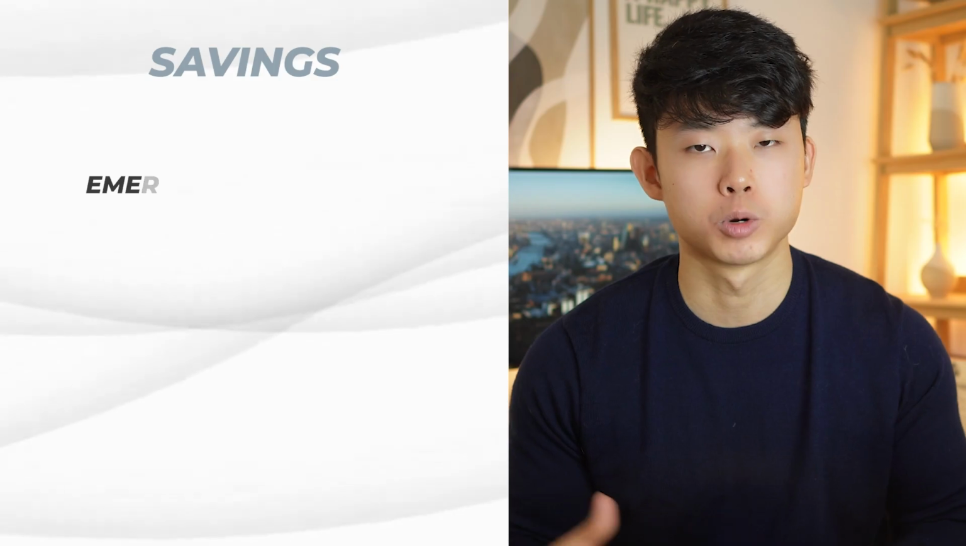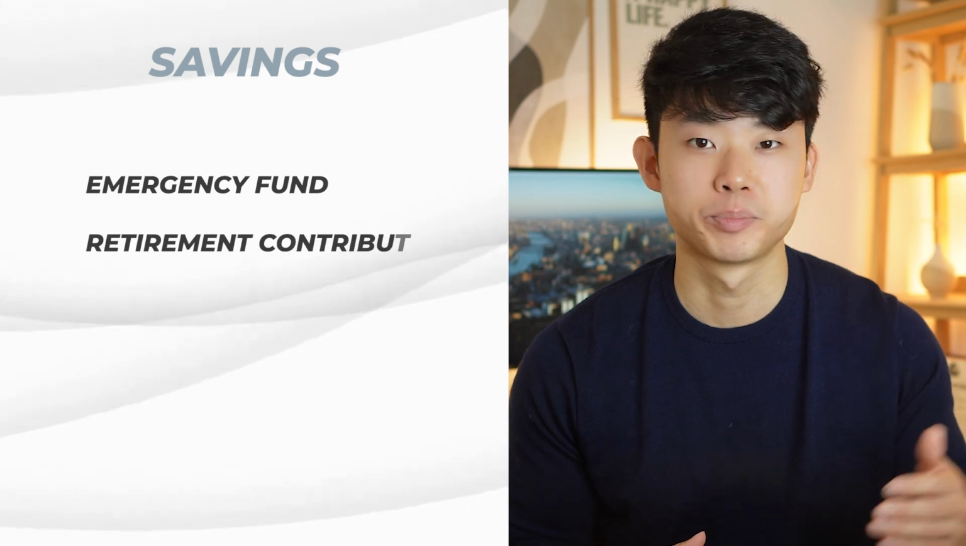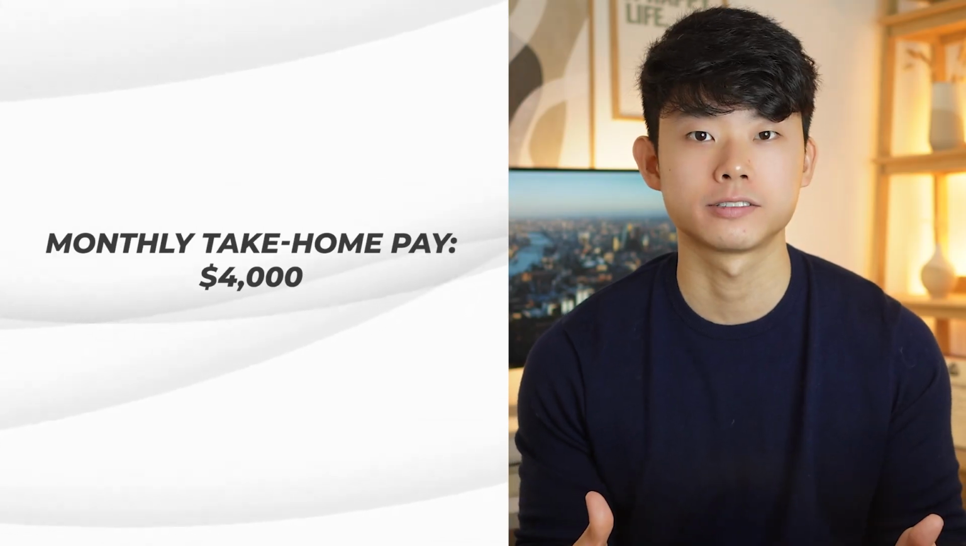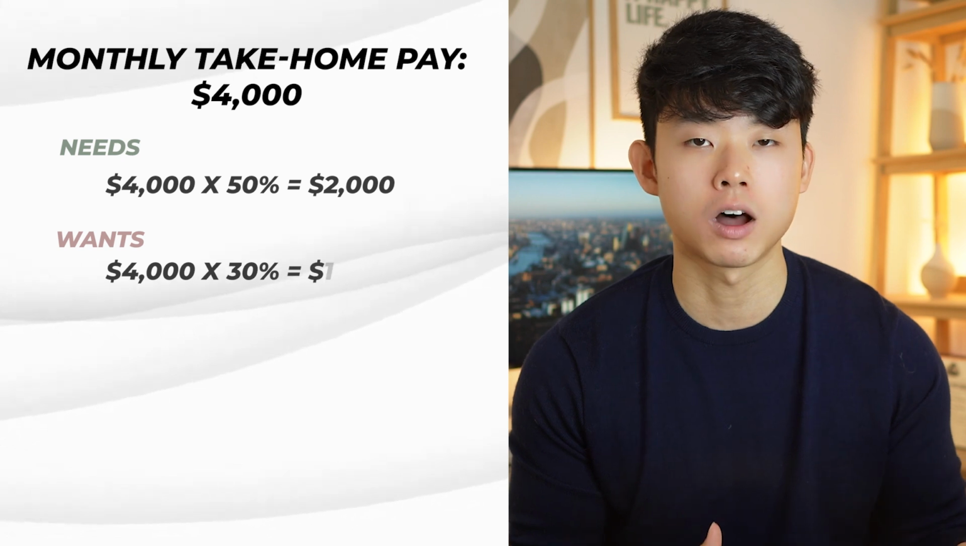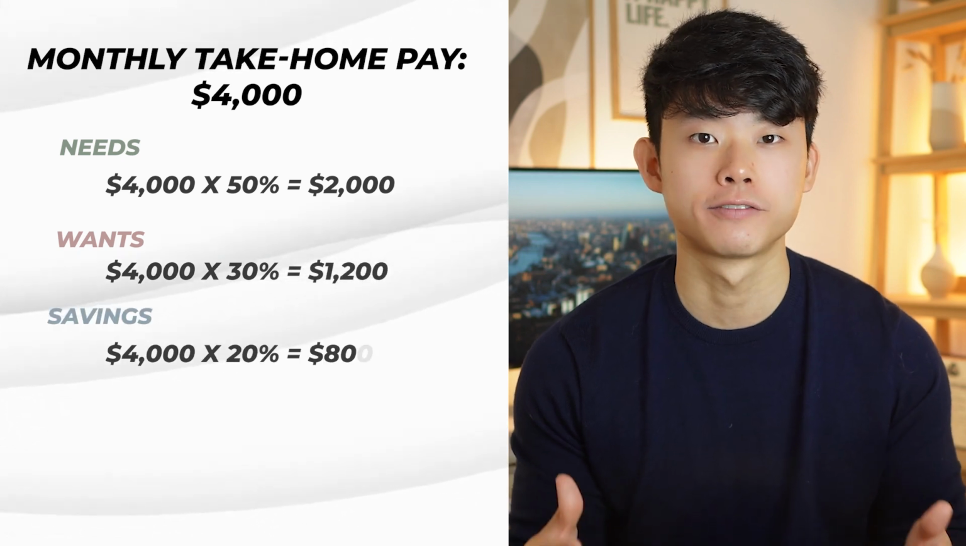Savings cover various financial goals, including an emergency fund and retirement contributions, while debt covers all your debt payments beyond the monthly minimum. So to provide an example, let's again say your monthly take-home pay is $4,000. Applying the 50-30-20 rule would give you a monthly budget of $2,000 for your needs, $1,200 for your wants, and $800 for your savings.